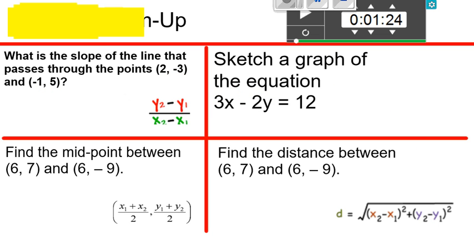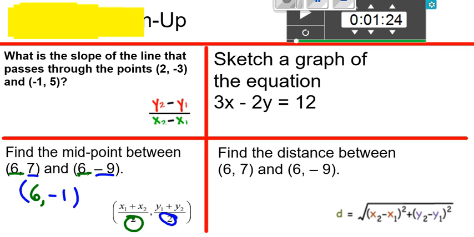Midpoint is add the x's and divide by 2, then add the y's and divide by 2. So if I add the two x's, 6 plus 6 gives me 12. Divided by 2 is 6. And then 7 plus -9 is -2 divided by 2 is going to give me -1. So the midpoint of that segment is x is 6, y is -1.